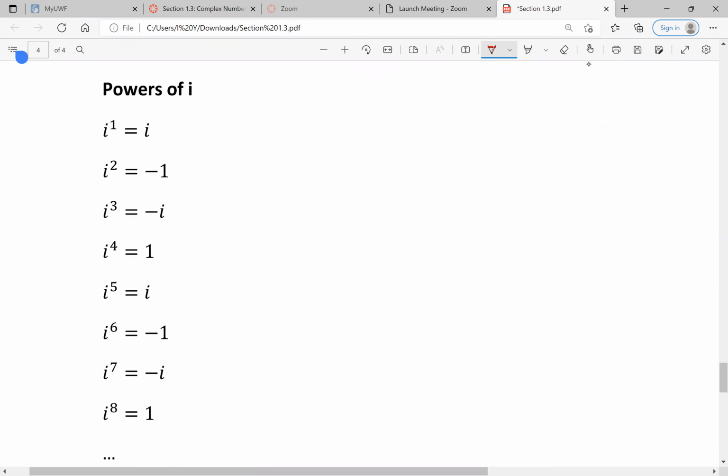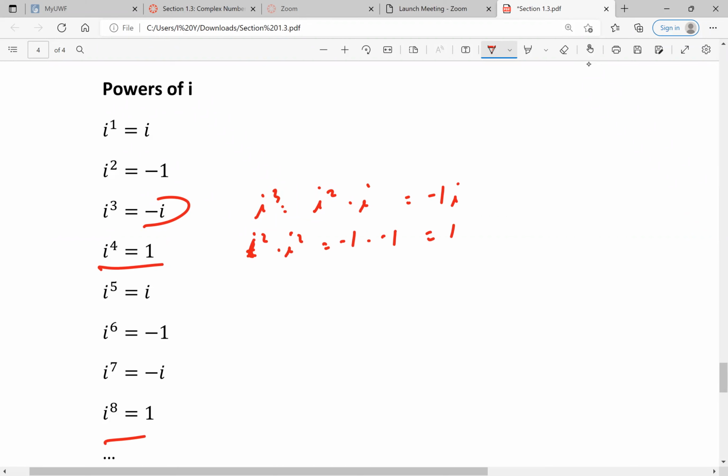So looking at the powers of i, you'll see a pattern. i to the first is simply i. i to the second is negative 1. So i to the third is i to the second times i, which would be -1 times i, which is what we have here. And then i to the fourth would simply be i squared times i squared, -1 times -1, which is 1. And then that pattern repeats on and on.